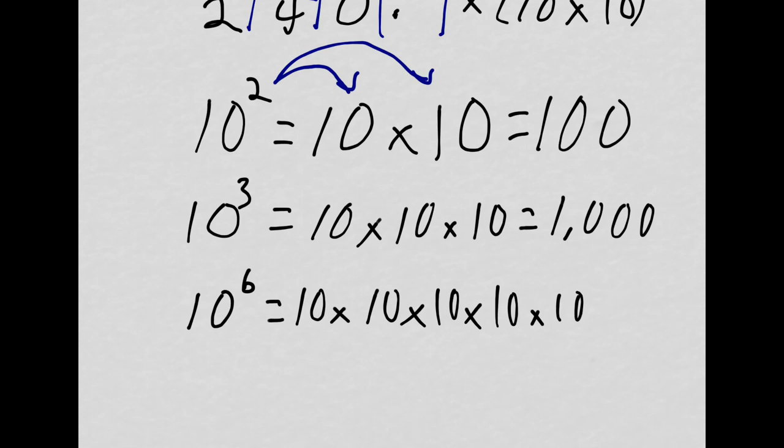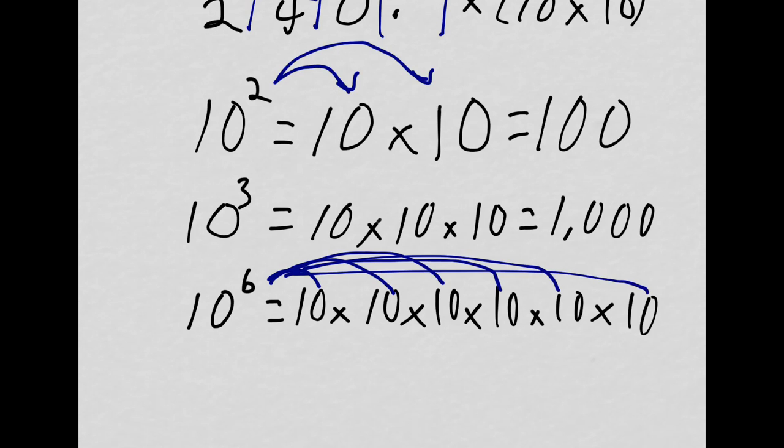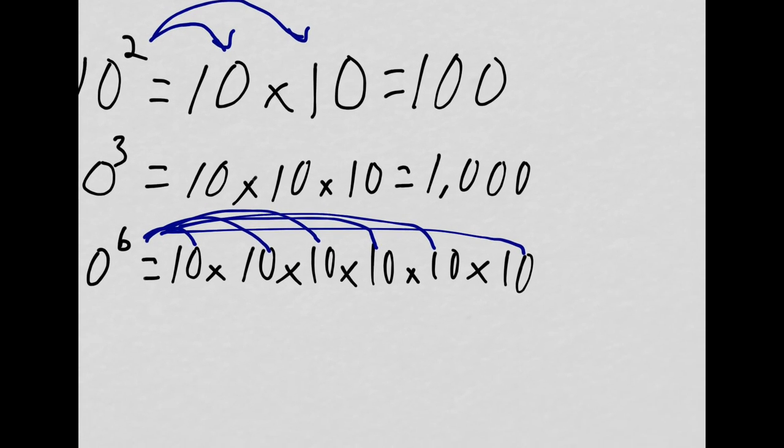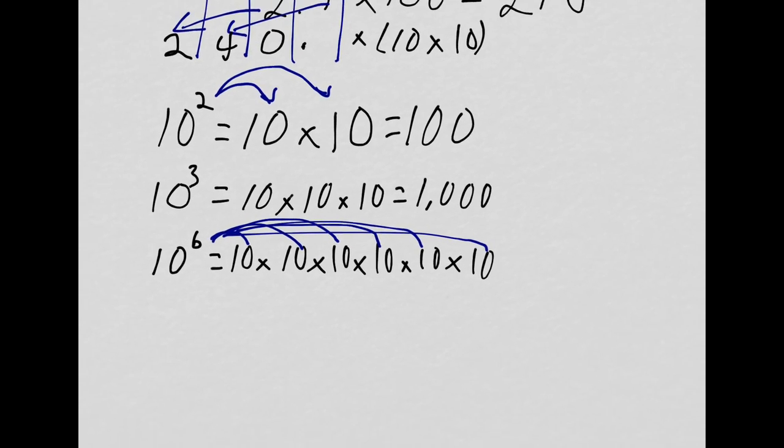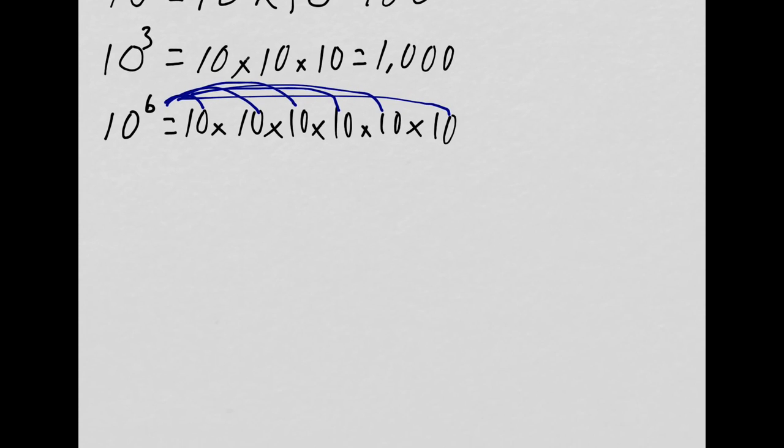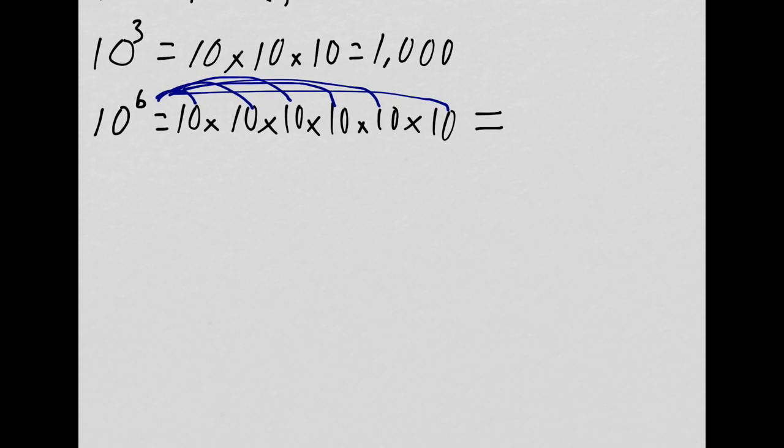times 10 times 10. Let me double check. Let's see. 10 to the sixth power means I should have six tens that are being multiplied together here. So 1, 2, 3, 4, 5, 6. I am correct. And 10 to the sixth power, when we do all that multiplication, you can think of it as shifting a place value each time or adding a zero each time. Turns out to be 1,000,000.